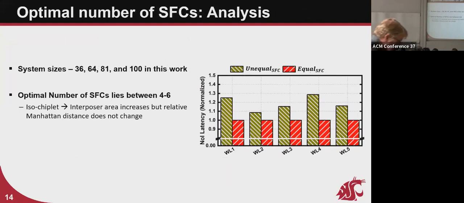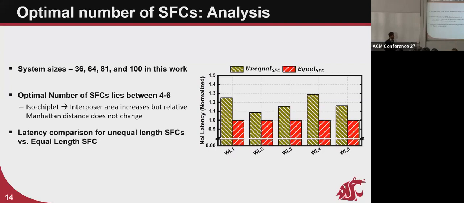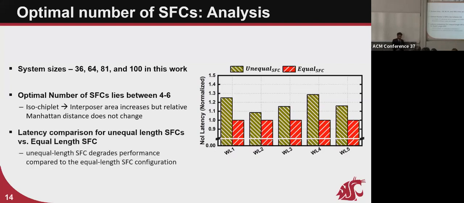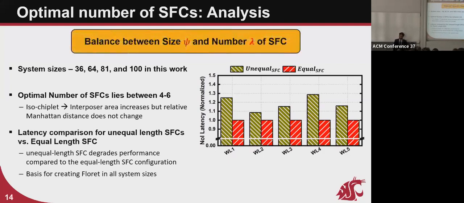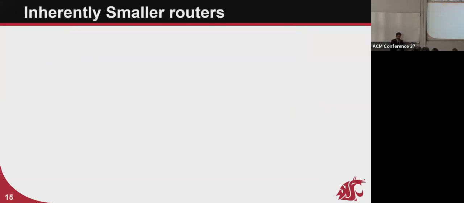Now, one question might be that one of the SFCs could have been longer and another shorter. So we do a simpler analysis on a 36 chiplet system, where we see equal SFCs actually perform better because we have a more homogeneous design. A latency comparison is shown where equal length actually improves when compared to unequal length SFCs within the system, which is the basis for creating this Floret architecture that we'll see. Again, there is a balance between the size of each SFC and the number of SFCs.